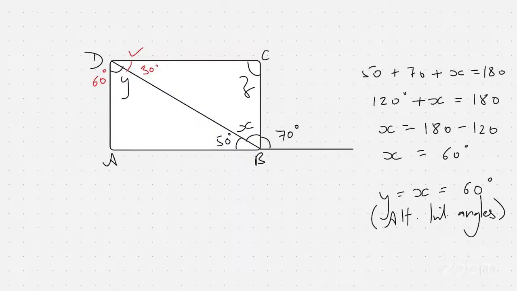Now see, quadrilaterals are of different types, and there are only two types of quadrilaterals in which all the angles equal 90 degrees. What are they? The rectangle and a square. The rectangle and a square are the only parallelograms in which all the angles are equal to 90 degrees.